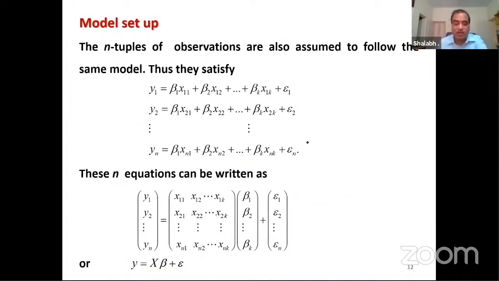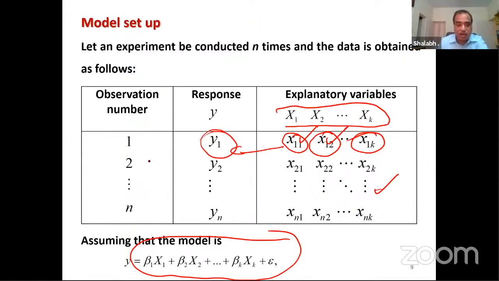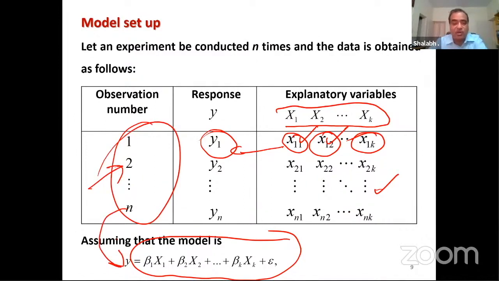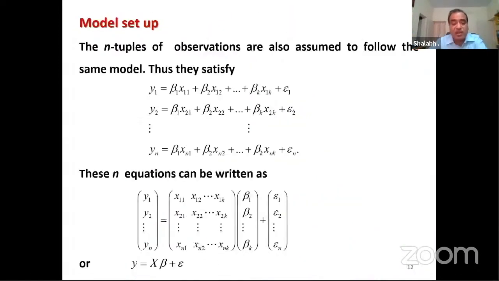Now in theory, I try to translate. I assume that each of the observations we have obtained through our experimentation is going to follow this model. They are going to assume the form of this model. That means each of them will satisfy that equation. So you can see here, I have written the same thing for each of these observations.